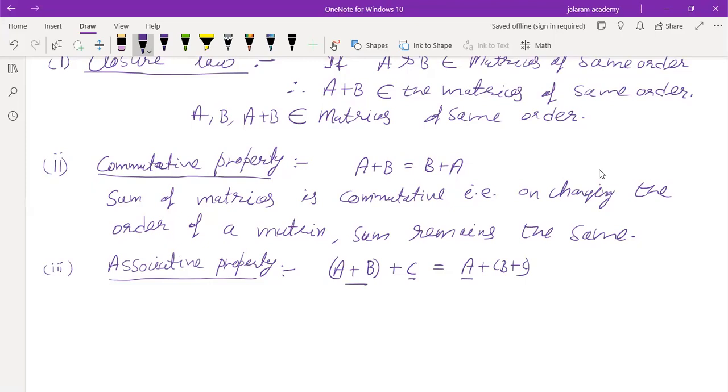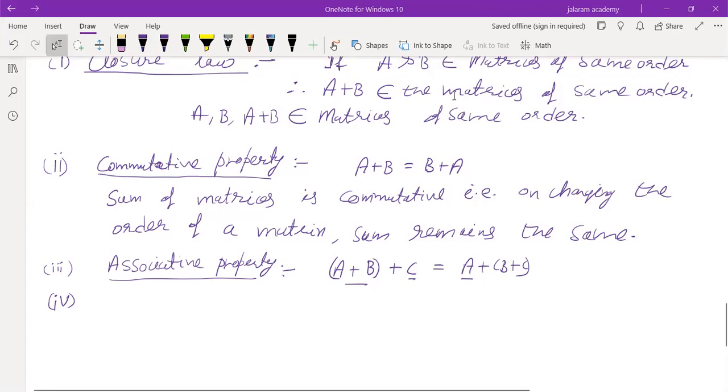Yes, sir. So this is associative property. So sum of matrices also follows associative property. Is that clear to everyone? Any doubt? No, sir. Sum of matrices is associative in nature.